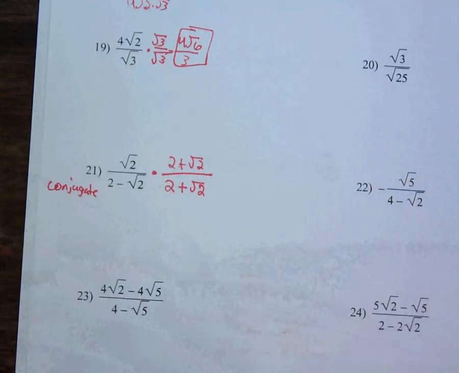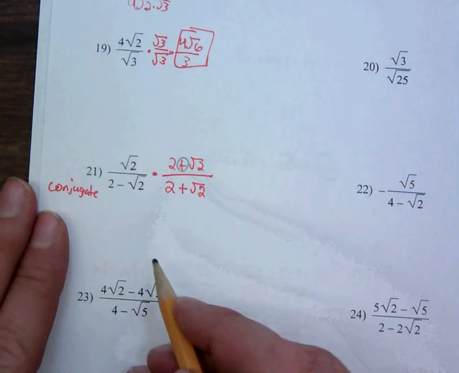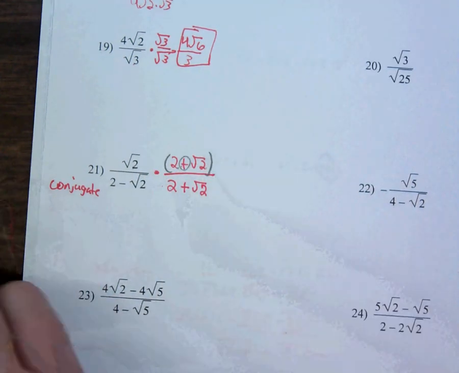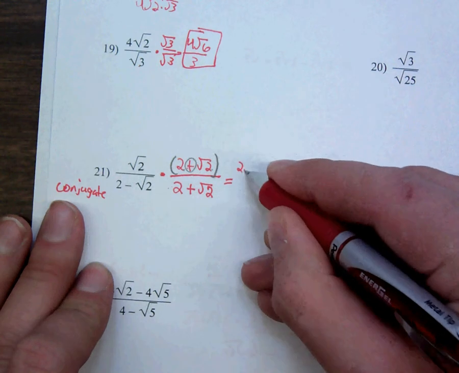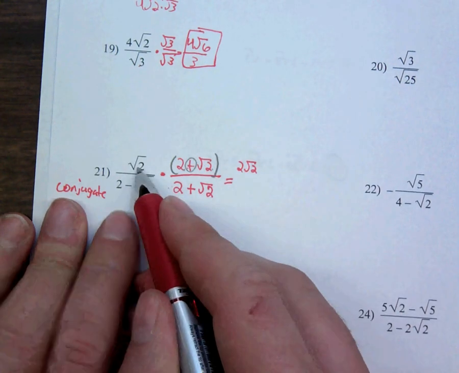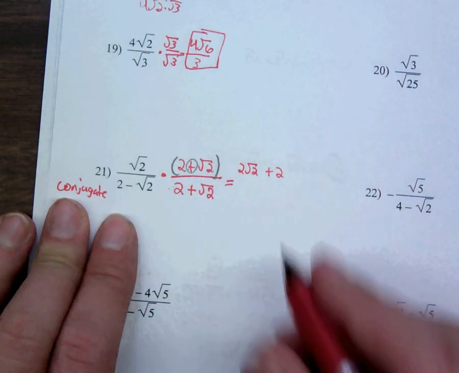So let's see what we've got. In the numerator, we have a monomial times a binomial. So we need to put parentheses here, so the square root of 2 will multiply times both. When we do that, square root of 2 times 2 is 2 square root of 2. Square root of 2 times square root of 2, square root of 2 squared, is just 2.